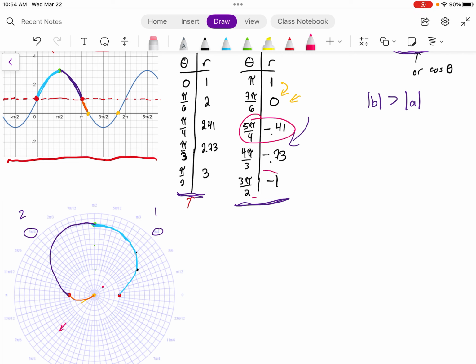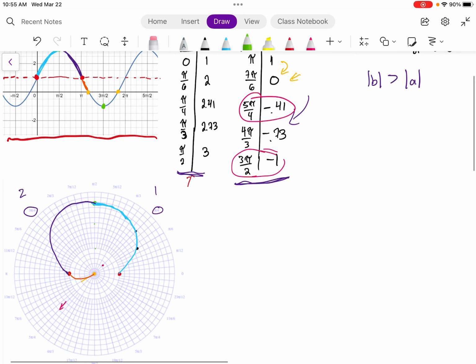The most negative I get is at 3 pi over 2 for sine, and that would be up at negative 1. So I used green for those points. Oh, I really shouldn't have used red there. We'll use green for extrema. So that would be negative 1 in the 3 pi over 2 direction, which is actually positive 1 in the pi over 2 direction. So that's up here.